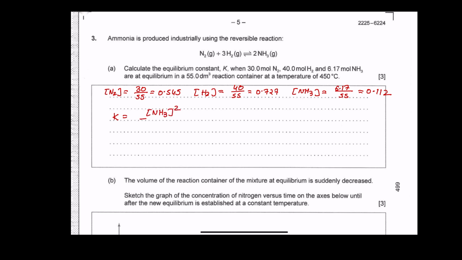And the equilibrium constant Kc would be the NH3 product squared divided by N2 times H2 whole cubed. Now I'll just plug in the values: 0.112 whole squared divided by 0.545 times 0.727 whole cubed. Now if you put it in a calculator, you'll get 0.0599, which would be the final answer of this question.